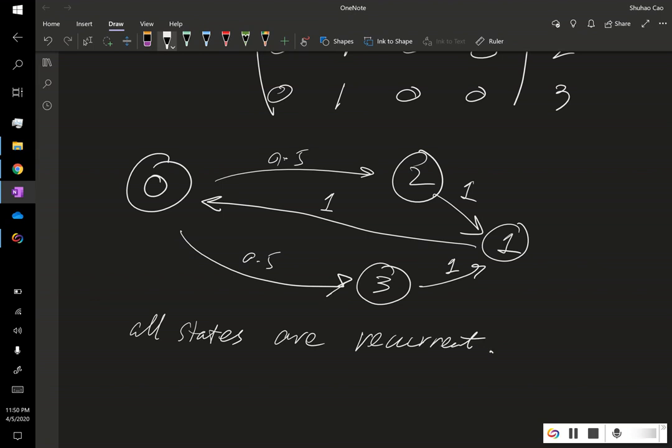And in the next video, we're going to learn some more properties about transient versus recurrent states.